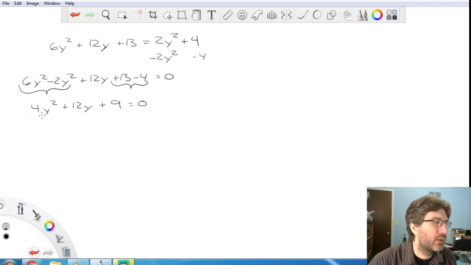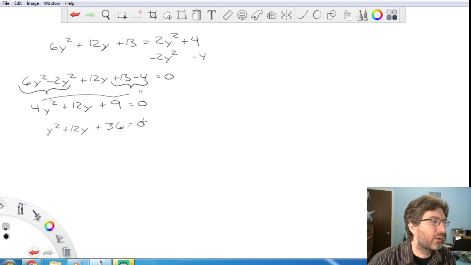Again, we have an a value, so we're going to slide and divide that out. So y squared plus 12y plus, and then the 4 times the 9 gives you a 36 equals 0. So now I need factors of 36 that add up to 12, which you should be thinking, what is that? Factors of 36 that add up to 12. I'm drawing a blank here.